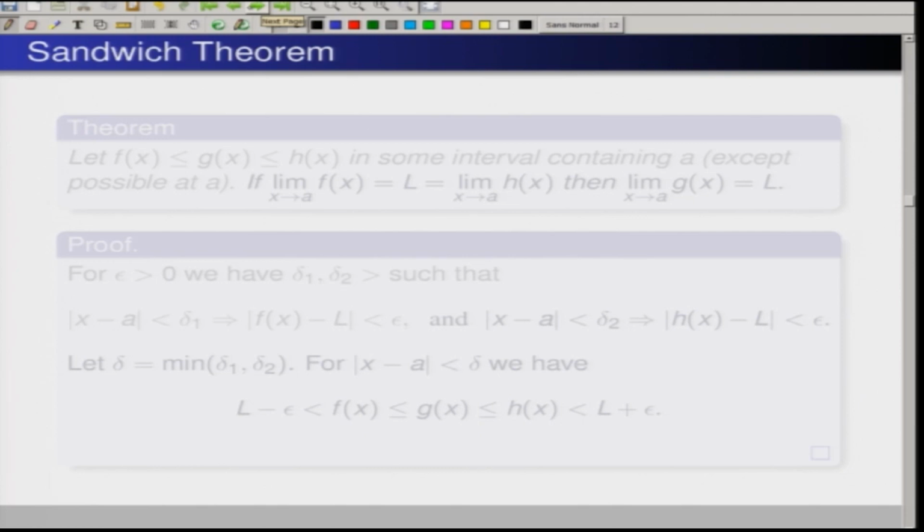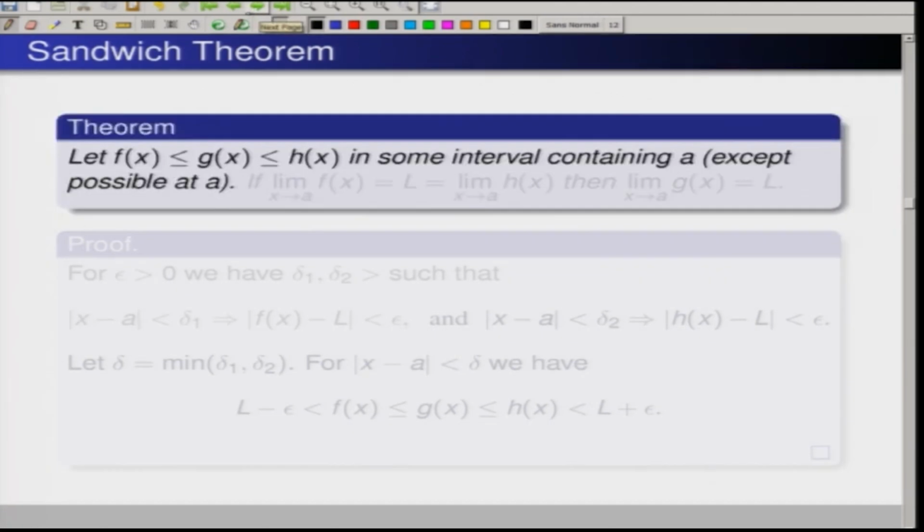Now, this is a very powerful theorem, I mean useful. If f of x is lesser equal to g of x is lesser equal to h of x in some interval containing a.